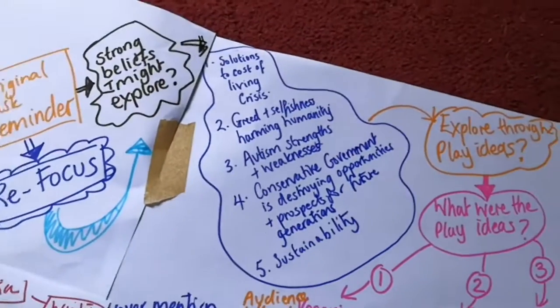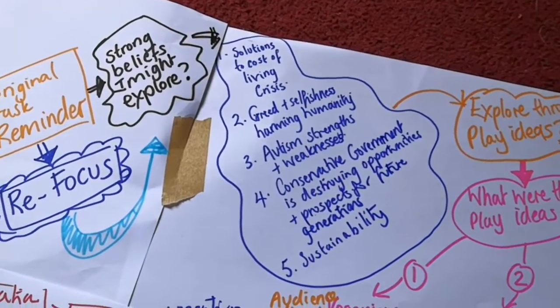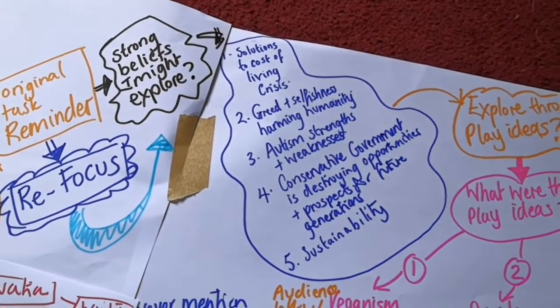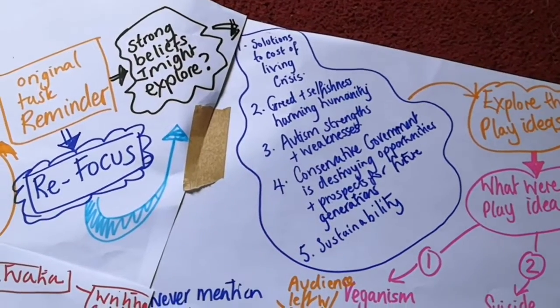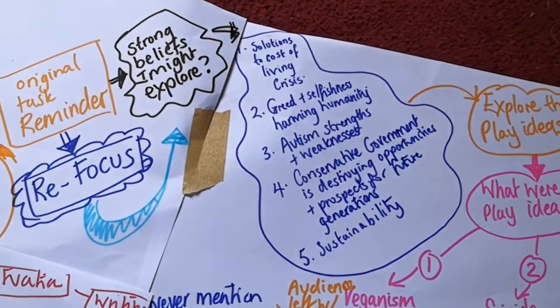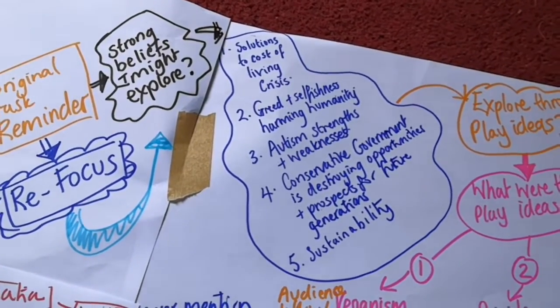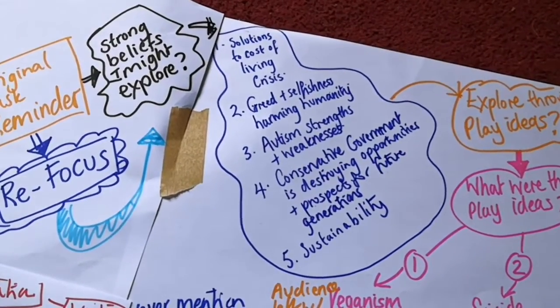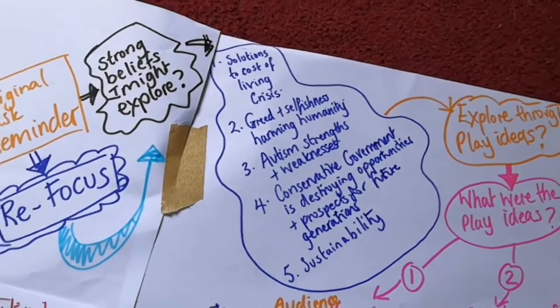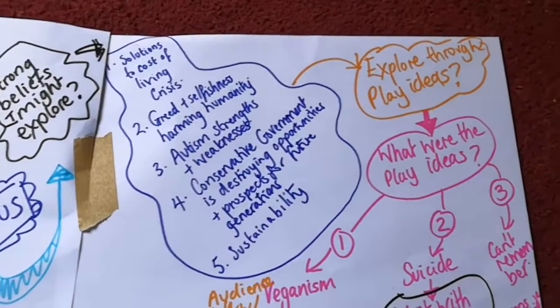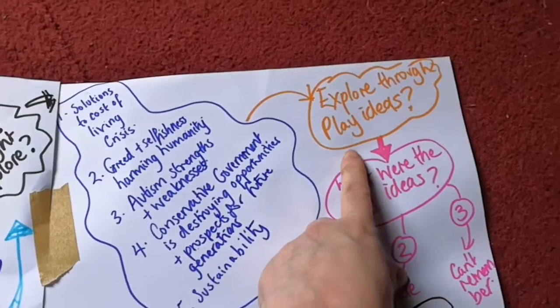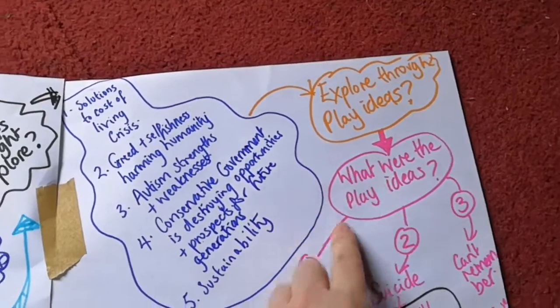breakdown of these beliefs. Solutions to the cost of living crisis: greed and selfishness, harming humanity. Selfishness, did I say? Yes. Autism, strengths and weaknesses. Conservative government, destroying opportunities and prospects for future generations. And sustainability and thoughts around that. So explore through play ideas.